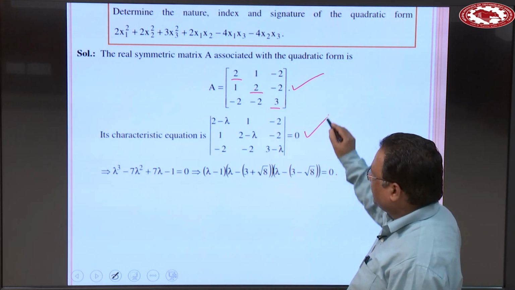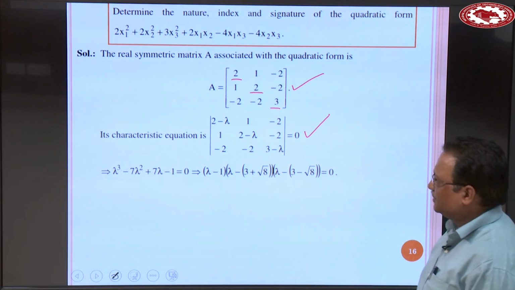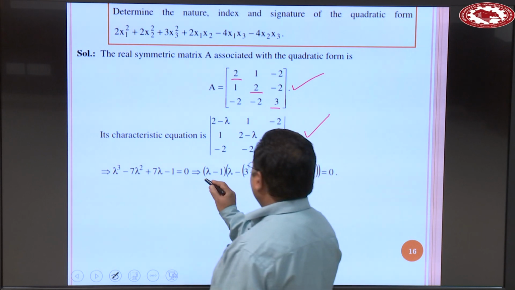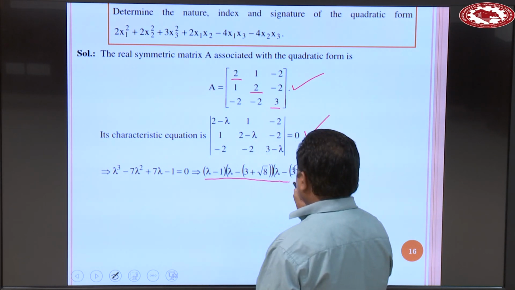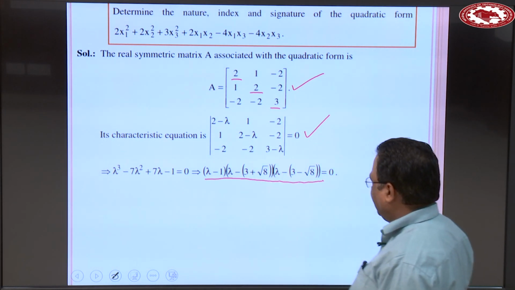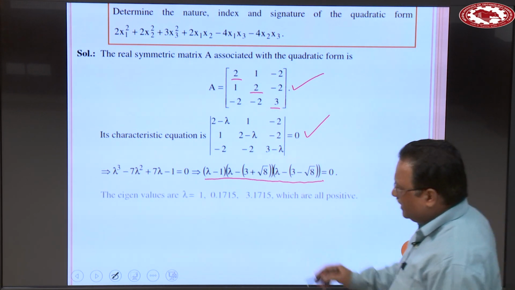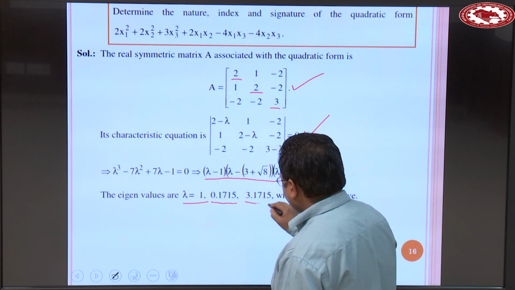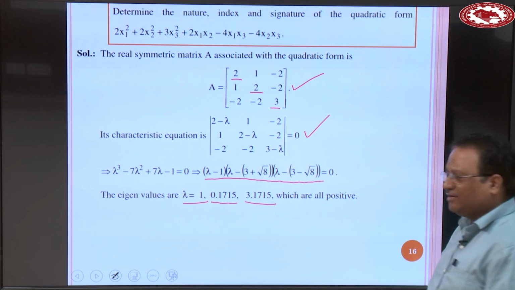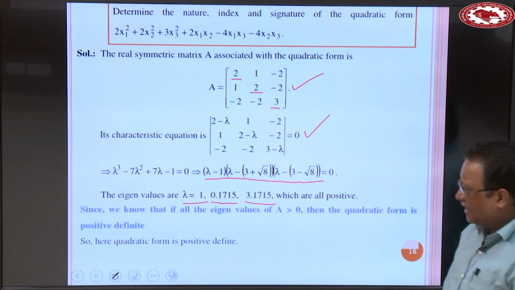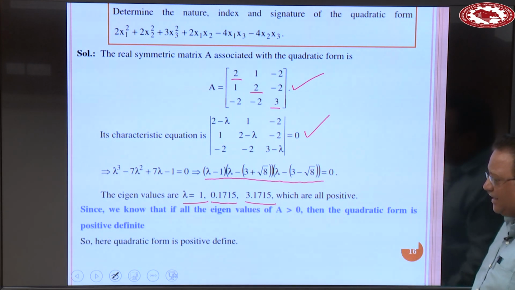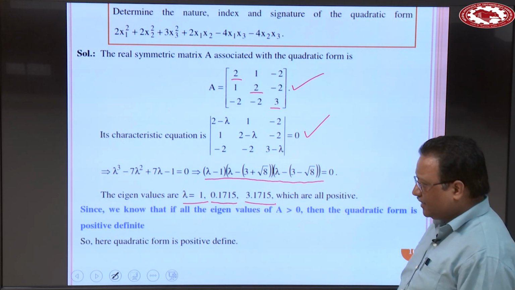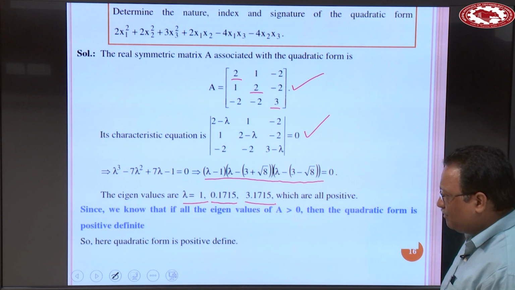Then characteristic equation is determinant of this matrix is equal to 0. Okay. And when you calculate, you will get (lambda minus 1)(lambda minus 3 plus under root 8)(lambda minus 3 minus under root 8) is equal to 0. This means that lambda is 1, 0.1715, 3.1715, which are all positive, and since we know that if all the eigenvalues of A are greater than 0, then the quadratic form is positive definite, clear, and here the quadratic form is positive definite.